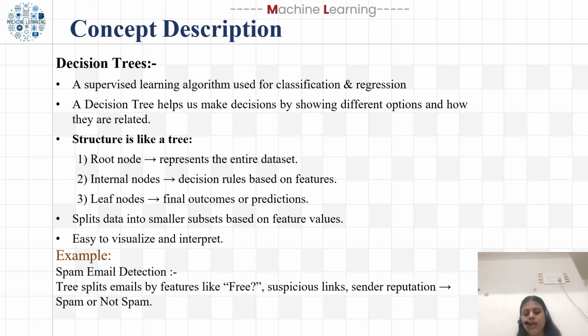In a decision tree, the tree splits data into similar subsets based on the feature value, which makes it easy to visualize and interpret. For example, in spam email detection, the tree can split emails based on conditions like does the email subject contain free, does it have links in the content, or what is the sender reputation. Based on these rules, the model classifies an email as spam or not.